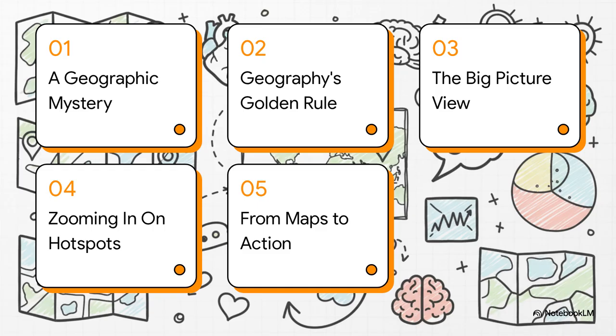All right, here's our game plan for cracking this case. We're going to start with the mystery on the map. Then we'll uncover the golden rule that basically explains why these patterns happen. After that, we'll look at the tools we use to get the big picture, and then we'll zoom right in to find the specific hotspots. And finally, the most important part, we'll see how all this detective work leads to real-world solutions.